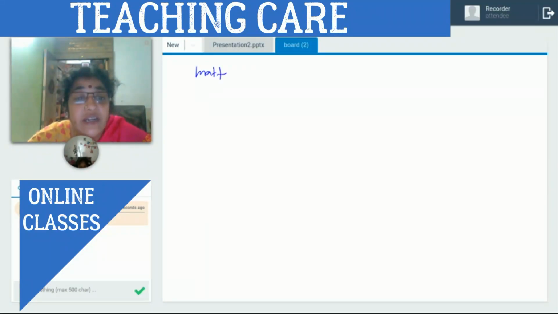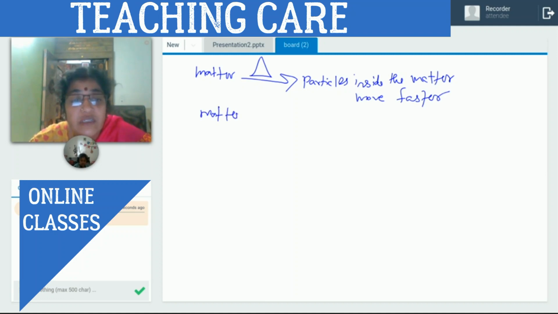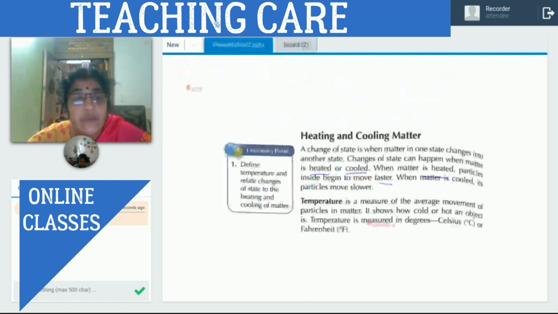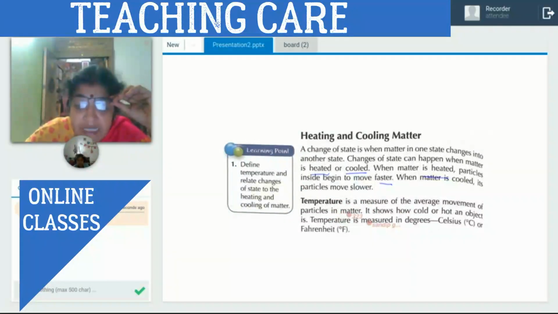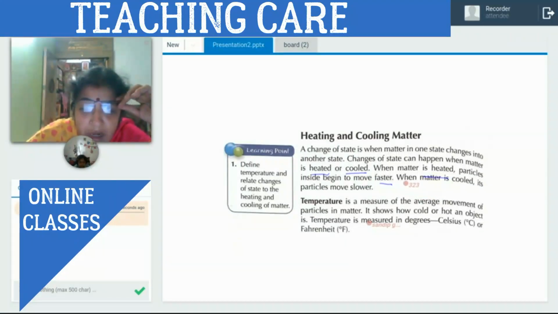So when matter is heated, you can give this symbol. This is you heating it. When matter is heated, particles inside the matter move faster. But if you cool it, particles move slower. Next, we will see some examples, then you can understand how the particles move faster and so on.